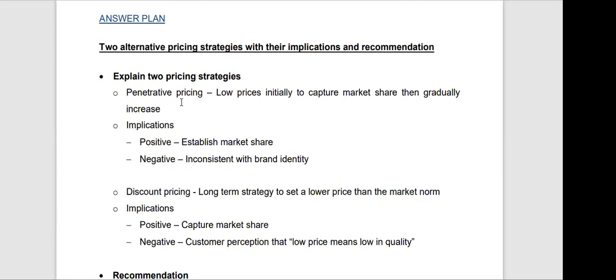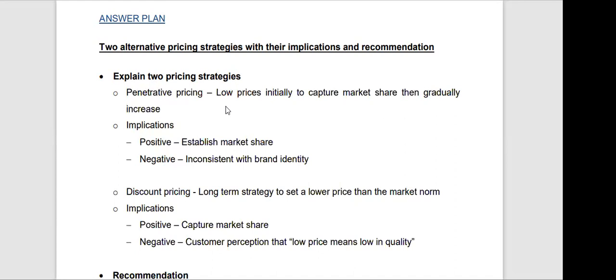Okay, so one of the pricing strategies which I'm suggesting is penetrative pricing. So I've simply defined what it is about. Charging a low price initially to capture market share, then gradually increasing it.